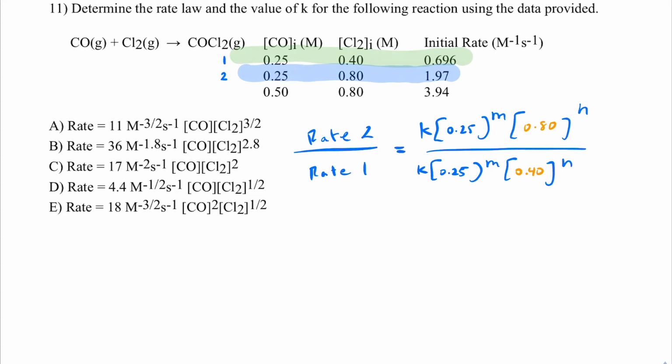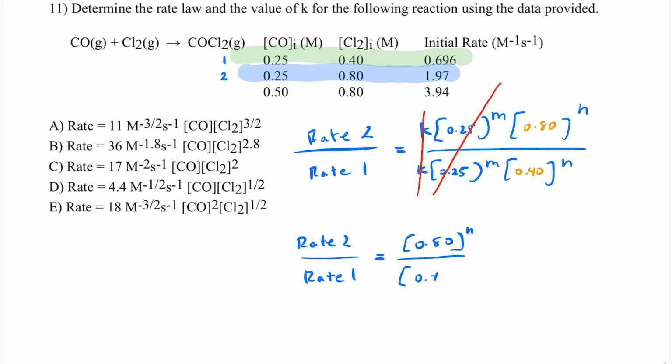Now, doing a little bit of algebra, we see that these guys are the same. The k's are the same, and the concentrations and the exponents are the same here, so I can cancel both of these. So this equation simplifies to rate 2 over rate 1 is equal to 0.80 to the nth power over 0.40 to the nth power.